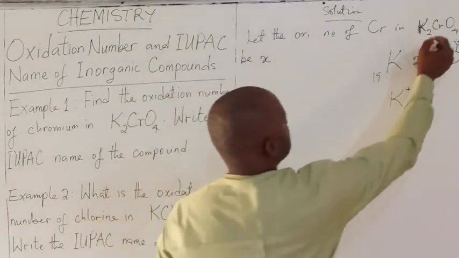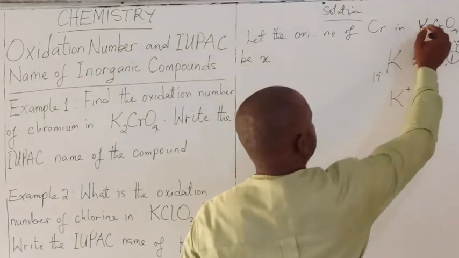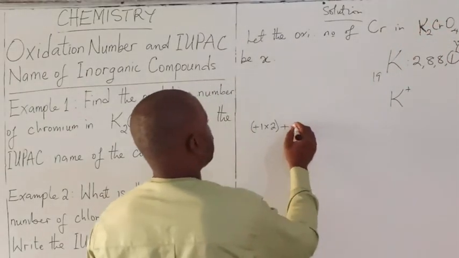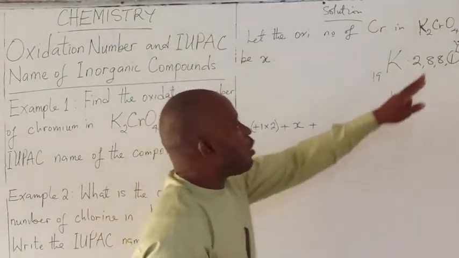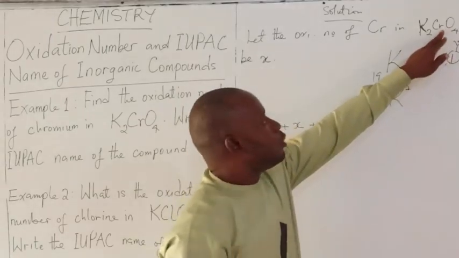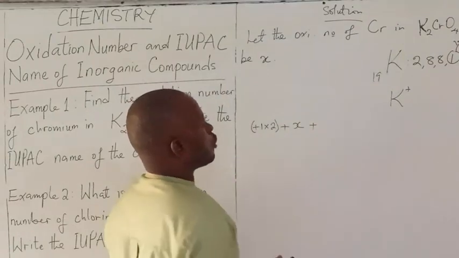Plus, the next element, what element is that? The next element here is chromium, and the oxidation number of chromium that we are assuming to be X. Do we have more than 1 atom of chromium? No. So the X will remain 1. Then we'll go to oxygen.